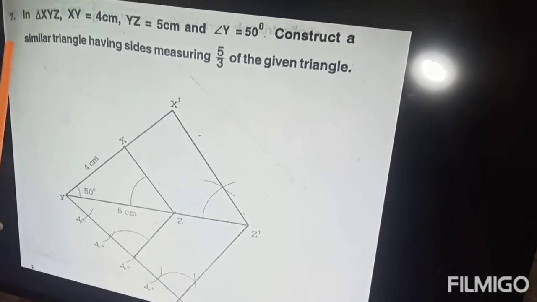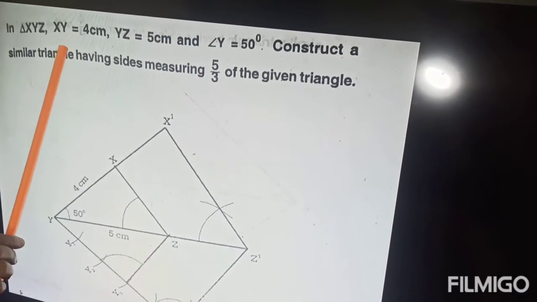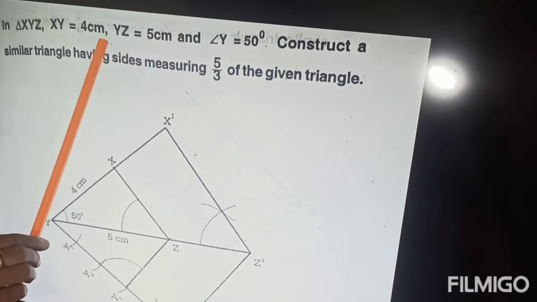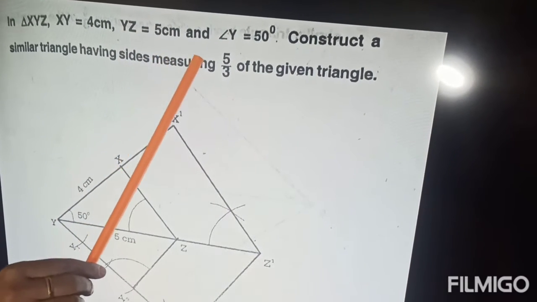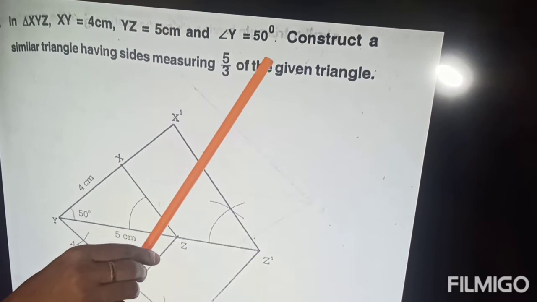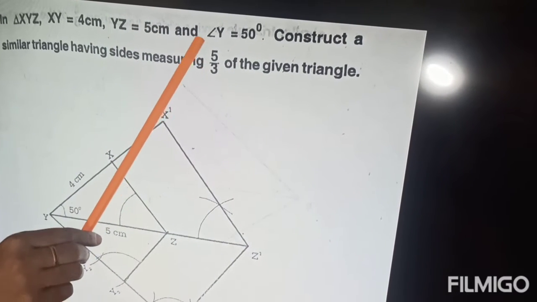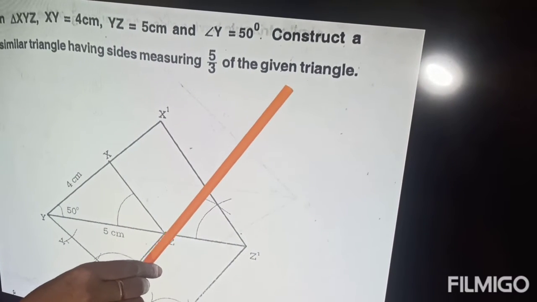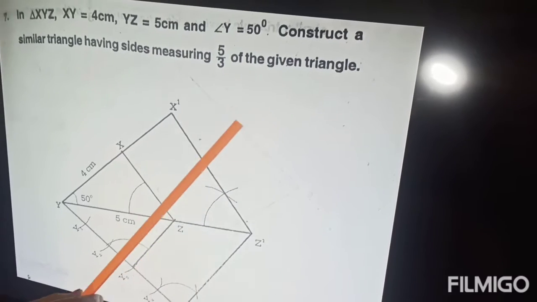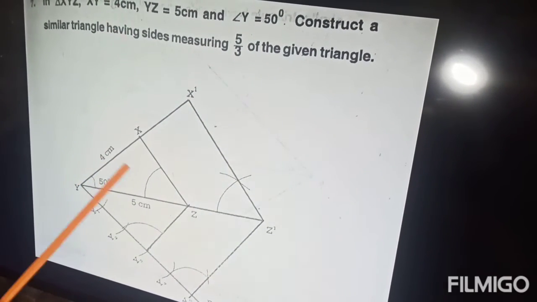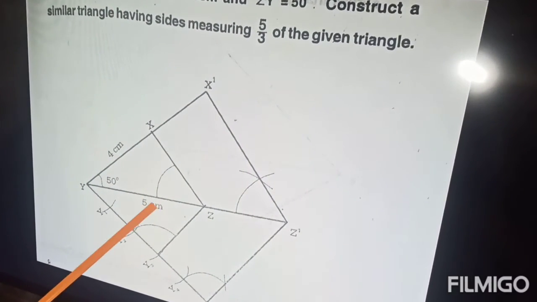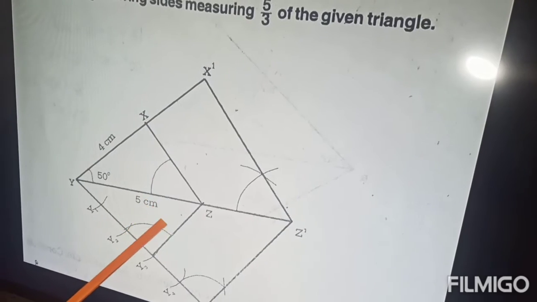See the question. In triangle XYZ, XY is equal to 4 centimeter, YZ is equal to 5 centimeter, and angle Y is equal to 50 degree. Construct a similar triangle having sides measuring 5/3 of the given triangle. Okay. First we have to construct a triangle with the given measurements.